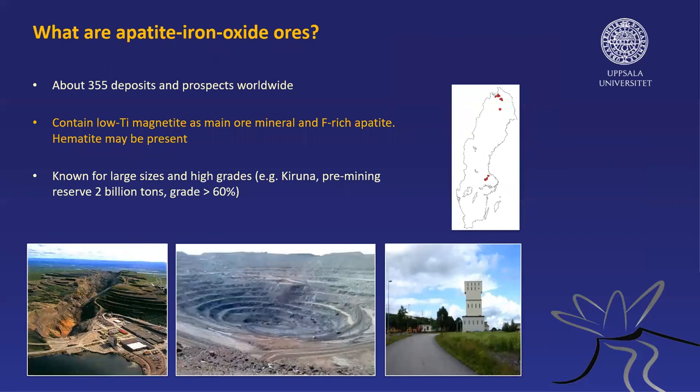A few more details about this kind of deposit. 355 deposits and prospects worldwide. They contain low titanium magnetite as a main ore mineral, fluorine-rich apatite, and we also have hematite, which is also an iron oxide. Very big deposits, large sizes, high grades. For Kiruna, we are talking about reserves of more than 2 billion tons and an ore grade of more than 60%.